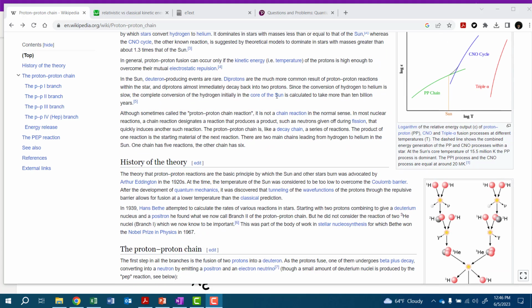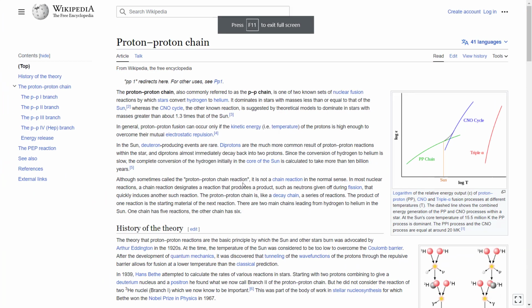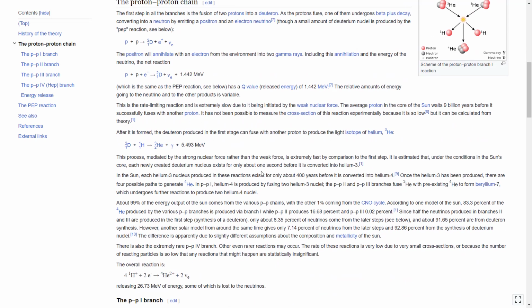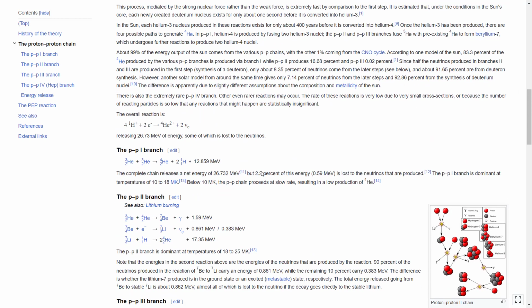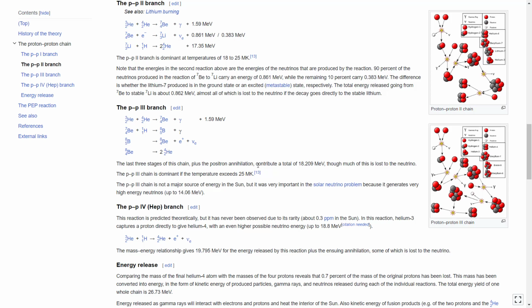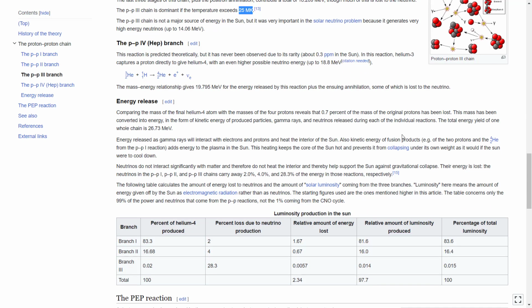Here's the Wikipedia page. Lots of information here. We don't need to know most of this. But I'm looking for that number, 25 mega electron volts. And I probably should have looked it up ahead of time. Here's something that looks... No, that says 25 million kelvins. That's different. Energy release. There we go. The total energy yield of one whole chain is almost 27 mega electron volts. So I just used some really rough numbers in the slideshow, but we can see order of magnitude, that's about right.